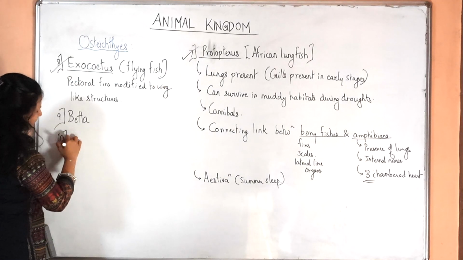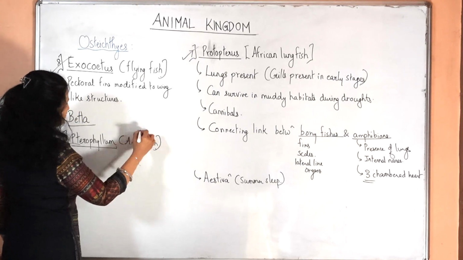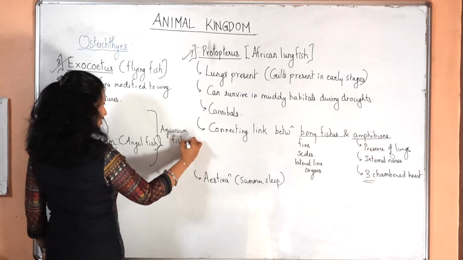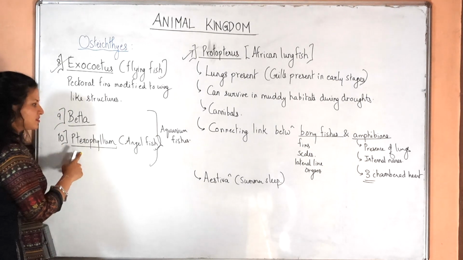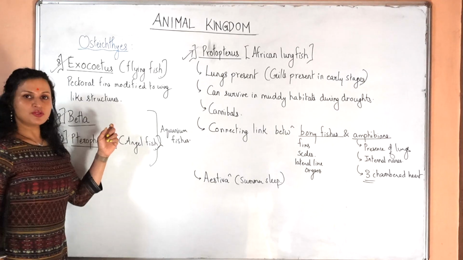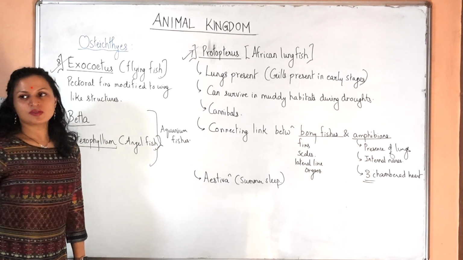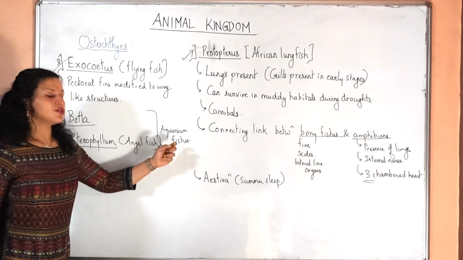Betta and Pterophyllum. Pterophyllum is also called the angelfish. Both these fishes are aquarium fishes, and I will not show you the pictures of both these. They are both very beautiful fishes, important examples from NCERT. So I want you to look up the pictures of both these and why they are kept in the aquarium. You must know, and whether or not you have seen them in real life.